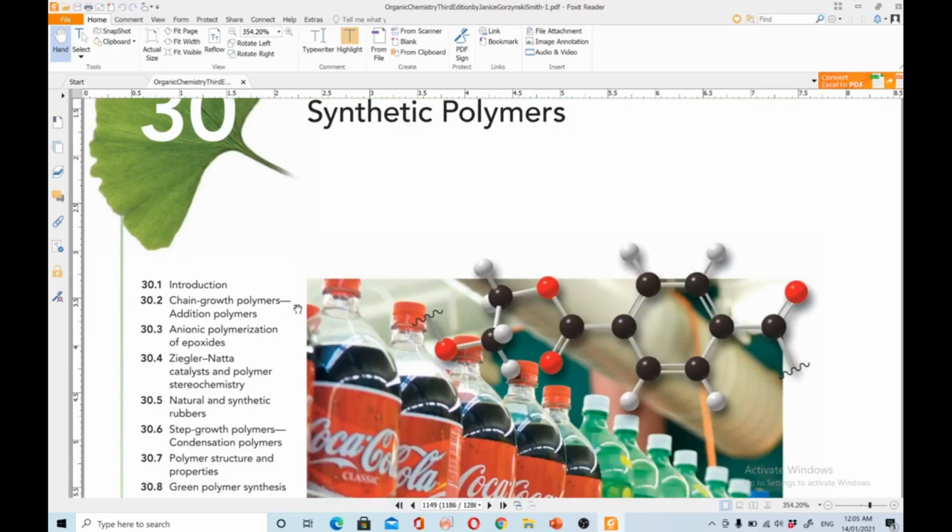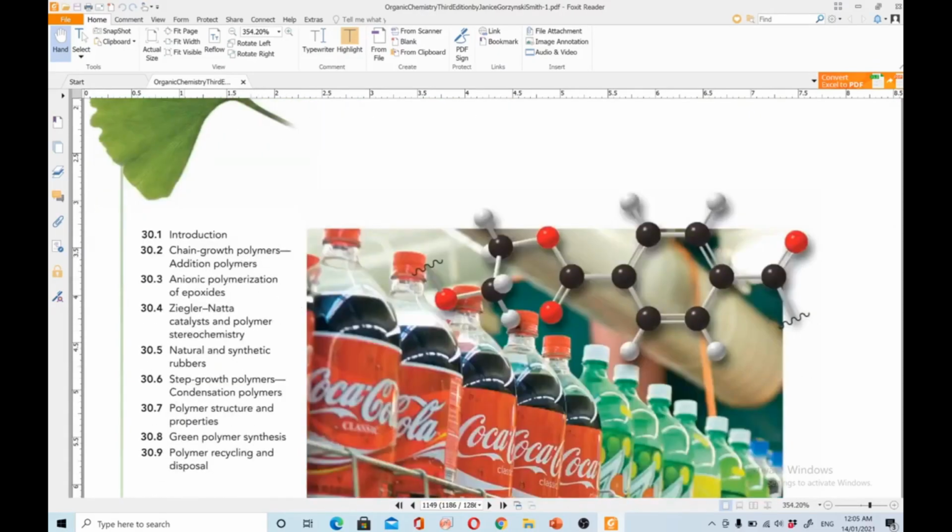Now in this chapter we will be discussing the introduction of polymers, and then we will be discussing the topics of chain growth polymers, addition polymers, anionic polymerization of epoxides, Ziegler-Natta catalyst and polymer stereochemistry, natural and synthetic rubbers, step growth polymers, condensation polymers, polymer structure and properties, and we will be discussing green polymer synthesis, and then we will be discussing polymer recycling.